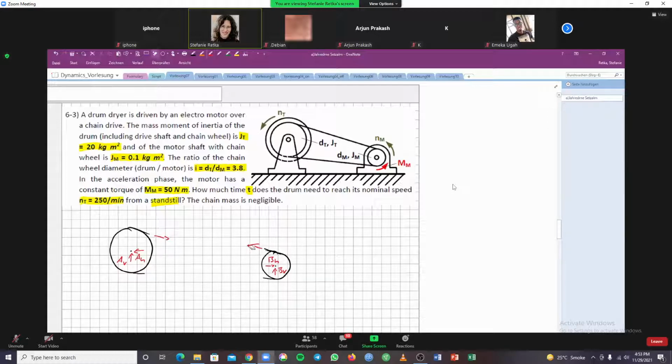Have to consider actio equals reactio. I'll call it F1 for the upper chain and F2 for the lower chain.